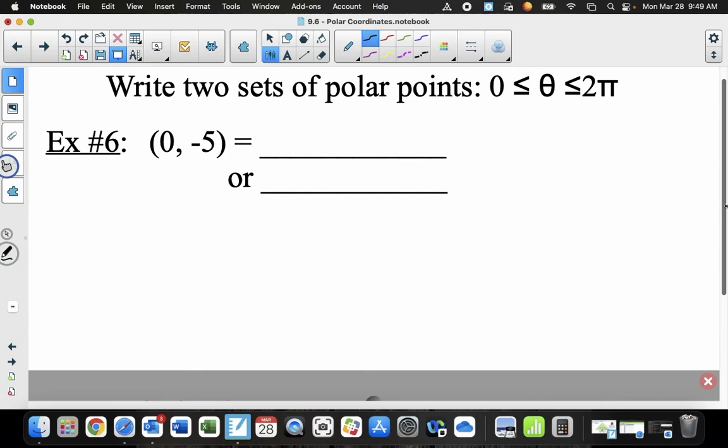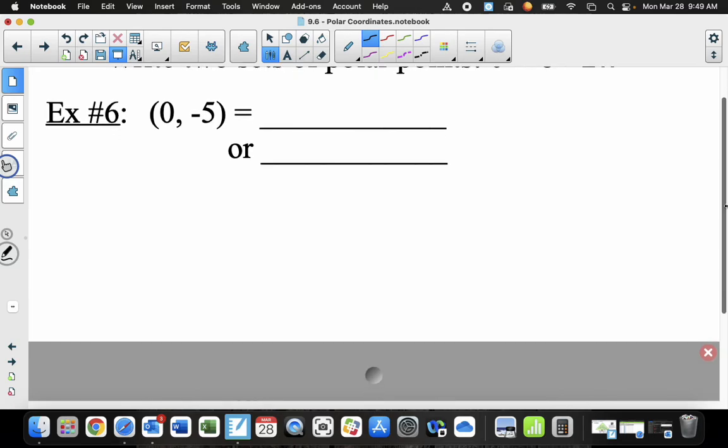Now this is kind of what I was talking about at the beginning. If we wanted to come up with more than one way to describe the same point. Okay? First, similar to what we just did, I want to change this into polar form first. Okay? First question, let's see if you can do this off the top of your head. What's the radius? Yeah, it's 5 if you think about it. Because if you were to plot that point, 0, negative 5, you're just going down 5. So your radius is really just 5.